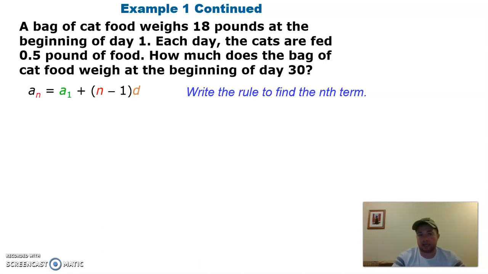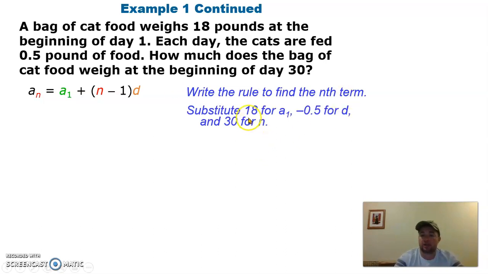So remember what I said. A sub n, any number, equals a sub 1, or our first number, plus n minus 1 times the common difference. Because remember, if I'm starting on day 1 and ending on day 30, I'm making 29 more moves times my common difference. Because repeated addition, or in this case repeated subtraction because it's negative, is multiplication.